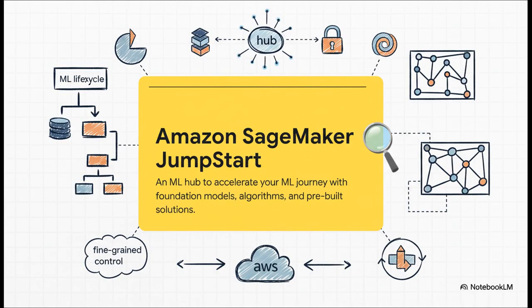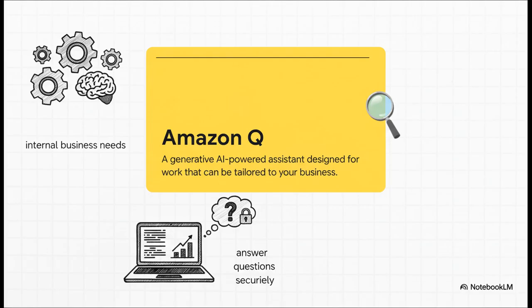But for those of you who want more control, who want to get your hands on the entire machine learning process, there's Amazon SageMaker JumpStart. Think of this like a hub of expert-designed blueprints for your projects. It gives you models, algorithms, and even complete solutions to manage the whole process, from training all the way to deployment.